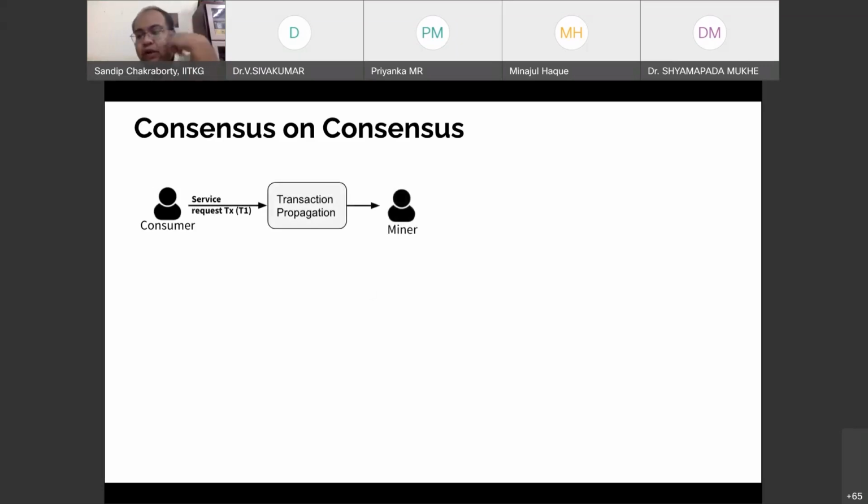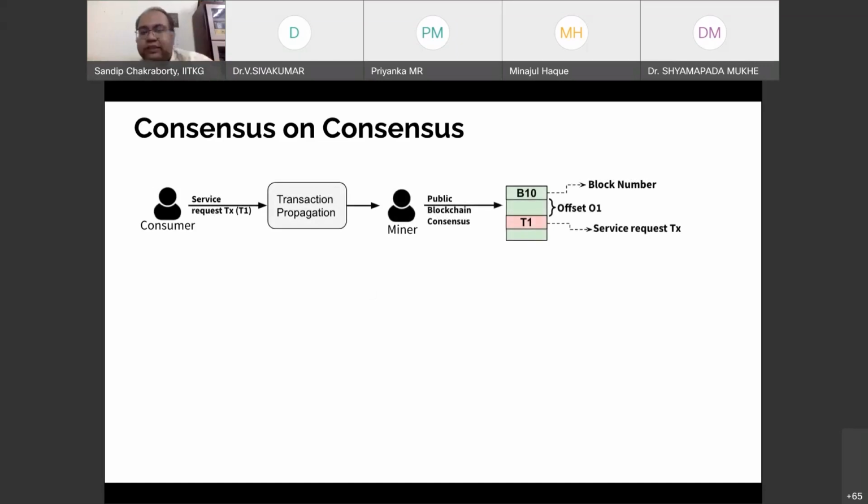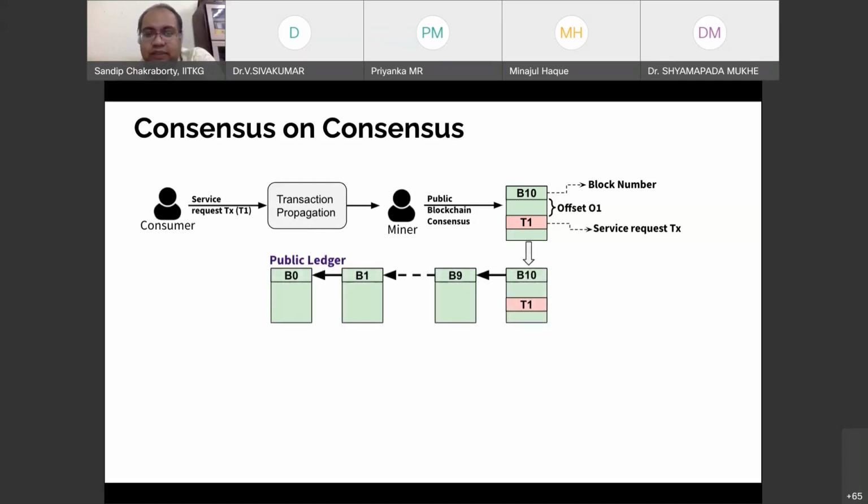It goes to the miners of the open network. The miners validate the transaction and put the transaction in a public blockchain. So in that public blockchain, I have a block number, which denotes in which block that transaction has been put, and I have an offset that tells me the ordering of that transaction within that block. That way, every service request coming from the consumer is put on a public blockchain network.